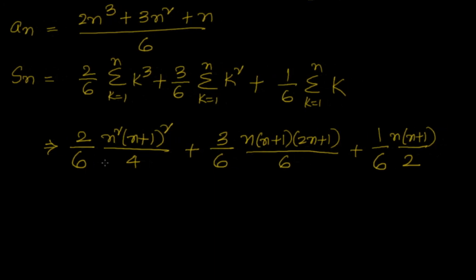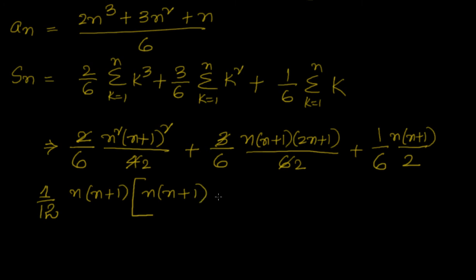Now let's see what's happening. I have 2 times, so I have 12 there. Again 2 times, so I have 12. All the denominators are 12, which is pretty good. I can just take 1 by 12 out. And what is common here? n into n plus 1 is common in all of them. So if I take n into n plus 1 out, I will have n into n plus 1 in the first term, in the second term I will have 2n plus 1, and in the last term I will have only 1.